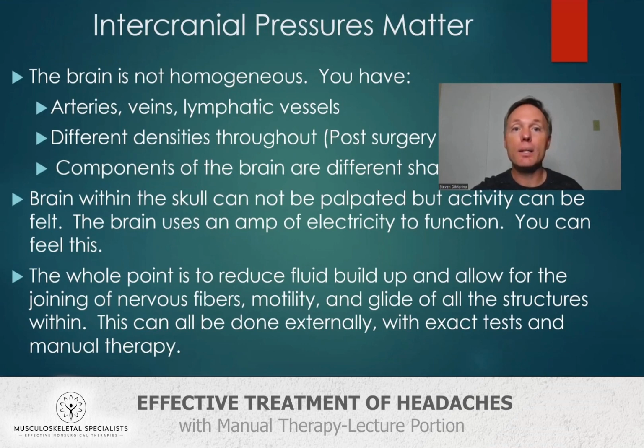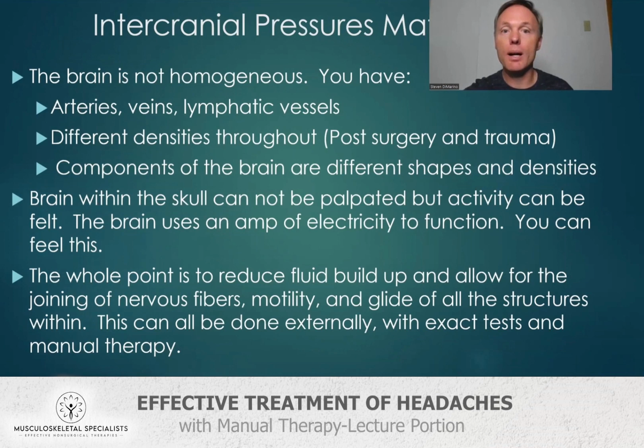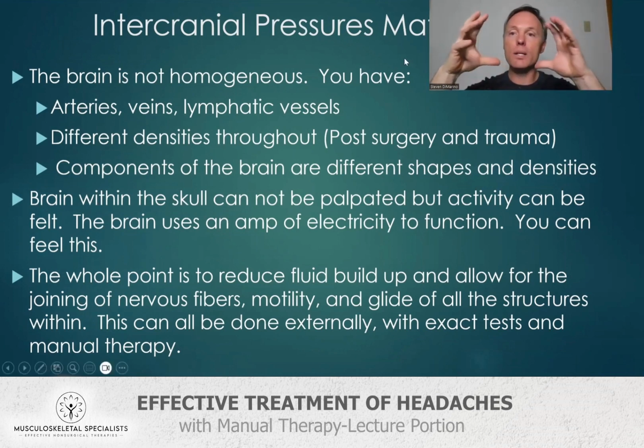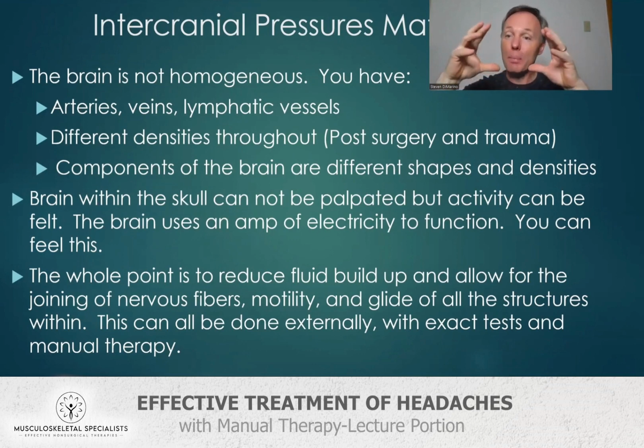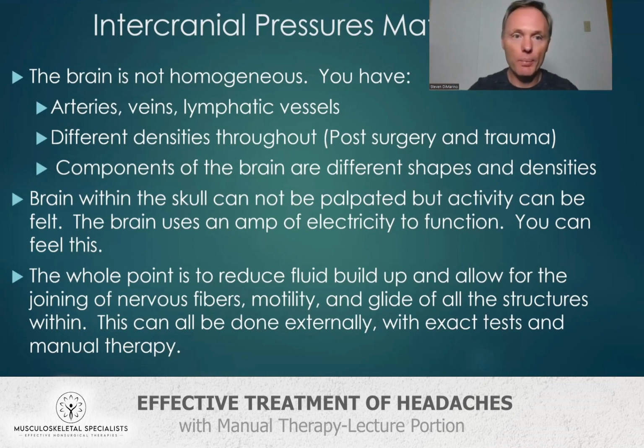Okay, so why does your intracranial pressures matter? Okay, the brain is not homogeneous. It's not one single brick of stuff. It's a whole bunch of different stuff in a pudding, basically. If you see the brain in an unpreserved cadaver and you cut the membrane, the dura off, it just pours out like a pudding, right? But inside that pudding structure, and honestly, nobody knows how it works, okay? Inside that pudding is arteries, veins, and lymphatic vessels. Yes, there's lymphatic vessels in the brain.